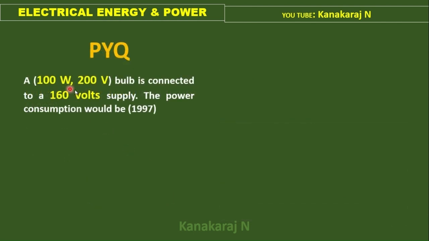A 100 watt 200 volt bulb is connected to a 160 volt supply.